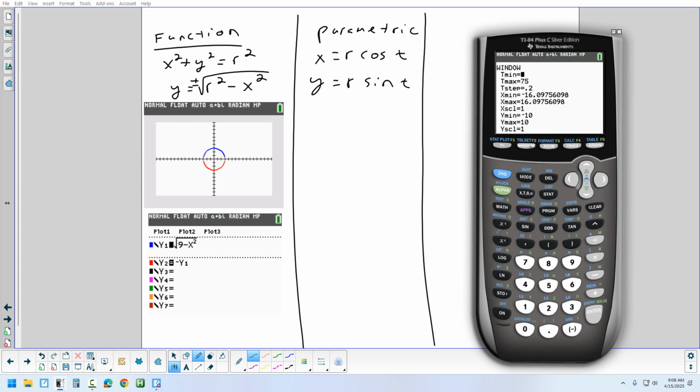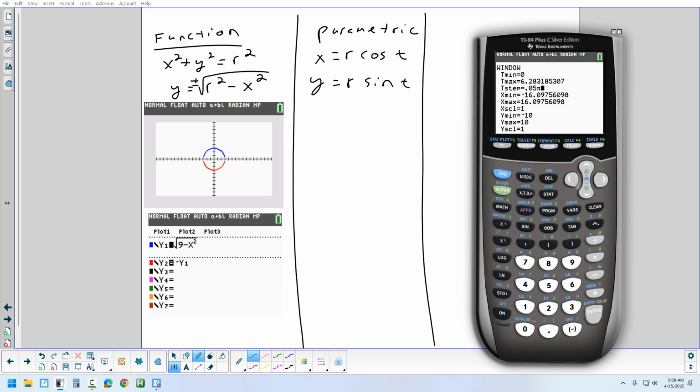Okay, x mins and maxes are already set. What should I use for my t min and t max, given that I'm in radians and I want to get a full circle? Yeah. We got to go 0 to 2 pi. And if you're going to go to 2 pi, a t step in terms of pi is probably a good way to go. I would say let's go by like 0.05 pi's. That should be pretty good.